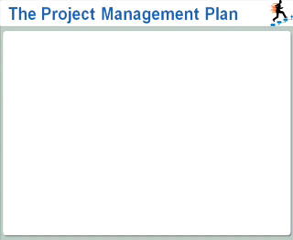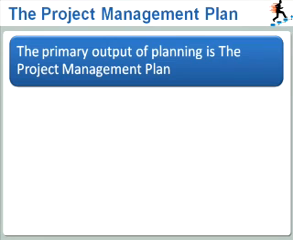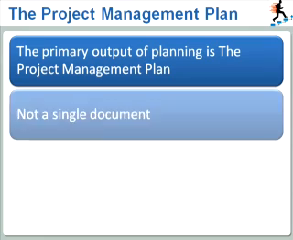So the what and the how is what we do in planning. The primary output of planning is, of course, the project management plan, or in some of the processes it's an update to the already existing plan. We have a separate episode just on the project management plan, so for now let me just say that the project management plan is not a single document.